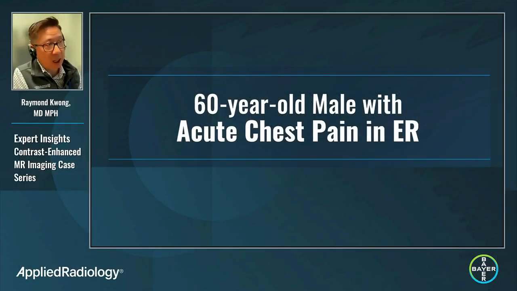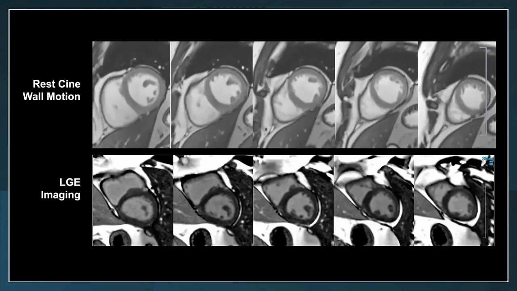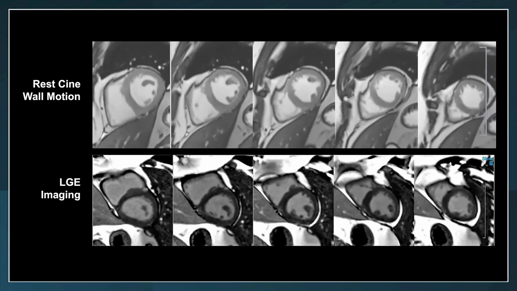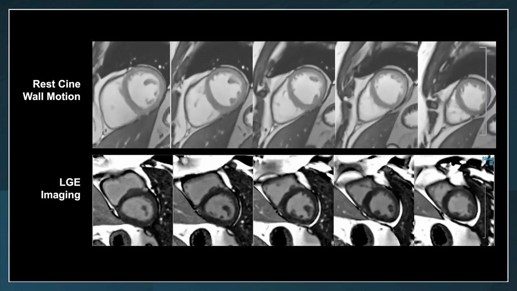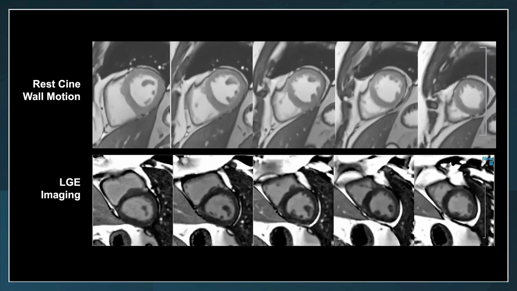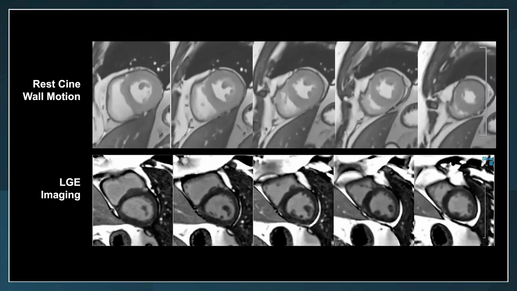In the next case, I will show a 60-year-old gentleman who presented with acute chest pain in the emergency room. When he presented, he had no troponin elevation, and the ECG was also negative. A cardiac MRI study was achieved in about 25 minutes and reached a diagnosis.